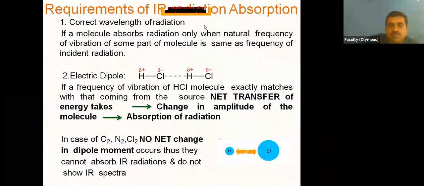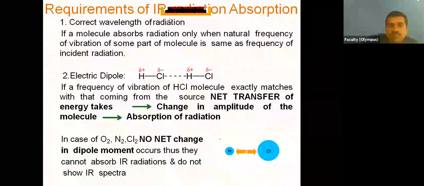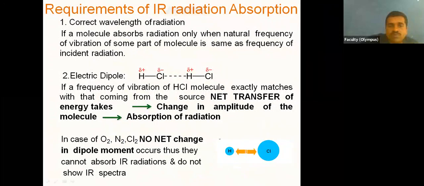At least some part of that molecule must vibrate with that frequency. This is the one requirement. Another one is electric dipole. That molecule must be polar.